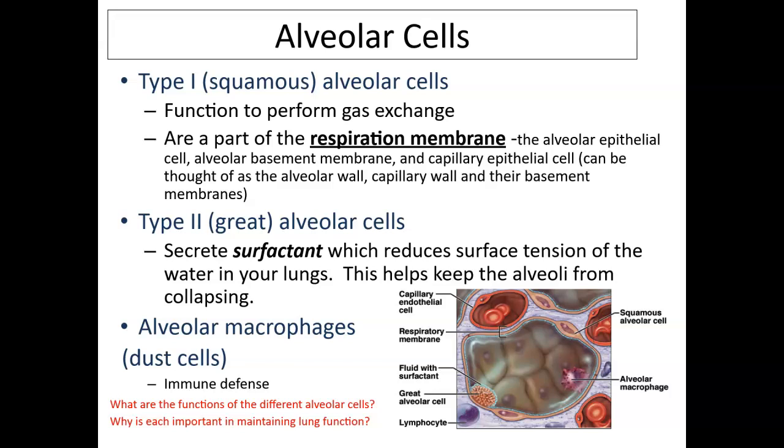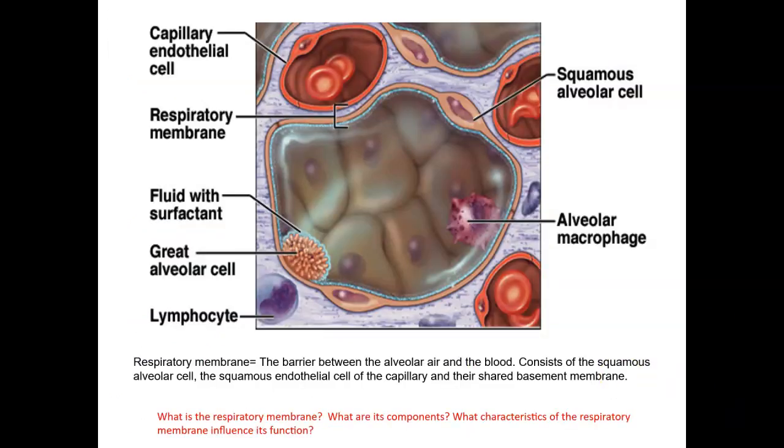Lastly, there are the alveolar macrophages, which are also called dust cells. They provide immune support and protection by destroying respiratory pathogens. This is a nice illustration of the alveolus, a singular form of alveoli. So this is single.